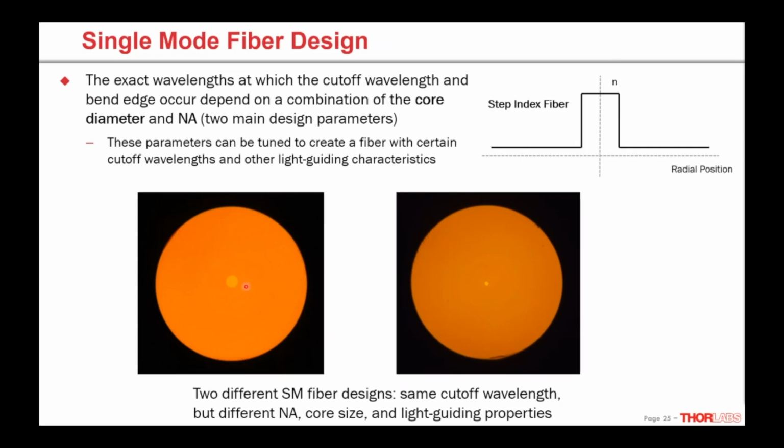So what we're showing here is two different fibers. Again, some microscope images. As you can see, very different core size. Can't see it in the image, but they also have a different NA. The one on the left has a lower NA. Believe it or not, these fibers have the same cutoff wavelength, even though the core is radically different and the NA is different. So we've chosen different parameters, but that combination gives us the same cutoff wavelength, different other light guiding properties, but same cutoff wavelength. So two different ways to design a single mode fiber.